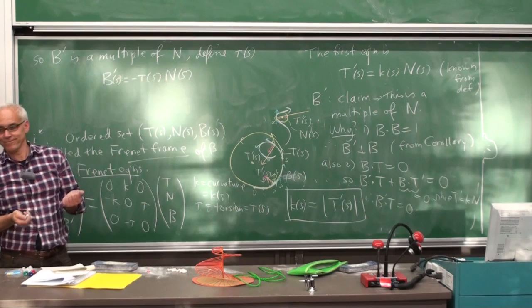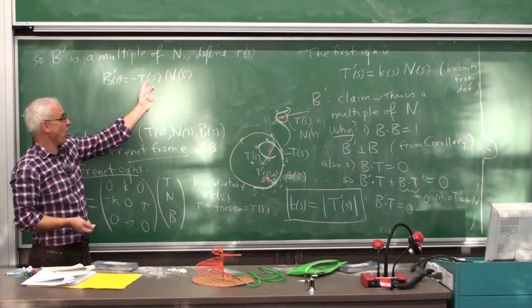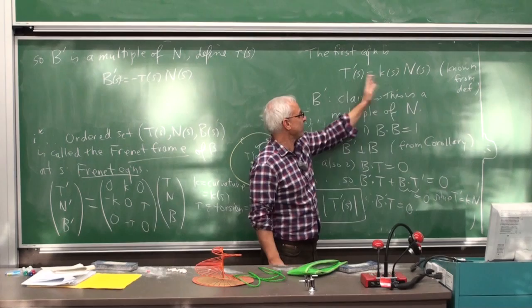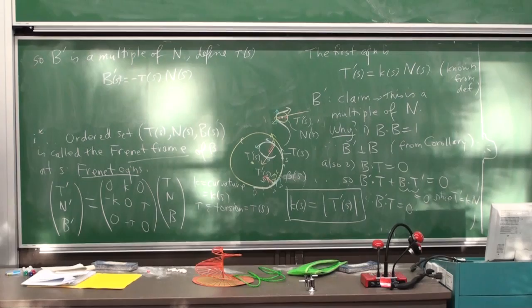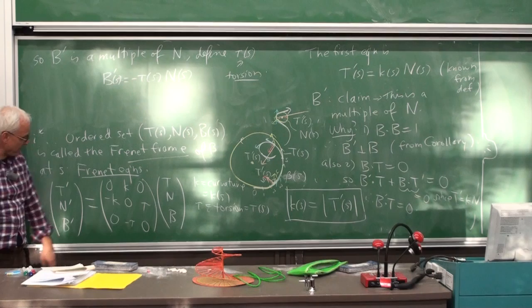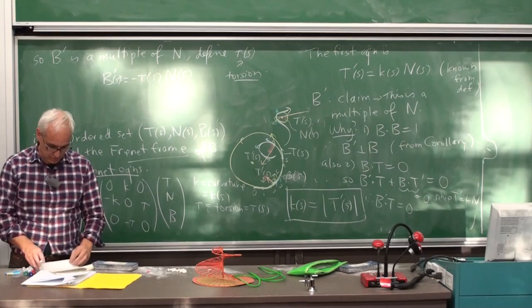We know B prime is a multiple of N of s. Let's call the multiple tau. It's sort of the way we introduce the curvature, actually. Same kind of thing. We saw that this had to be a multiple of that, so we introduced that. So we're going to introduce now tau in the same kind of spirit. And we call this the torsion. And that takes care of our third equation. So now we have only this second equation to deal with.